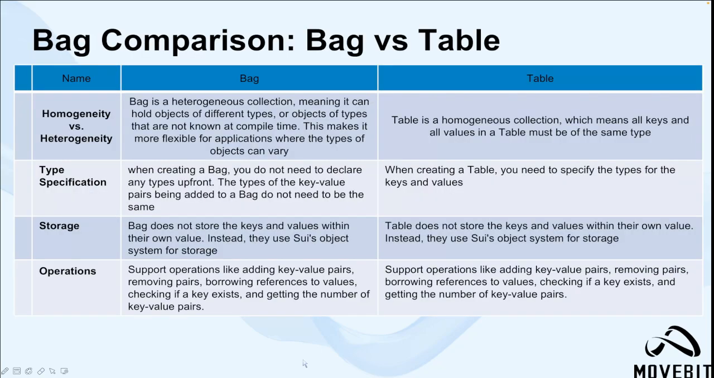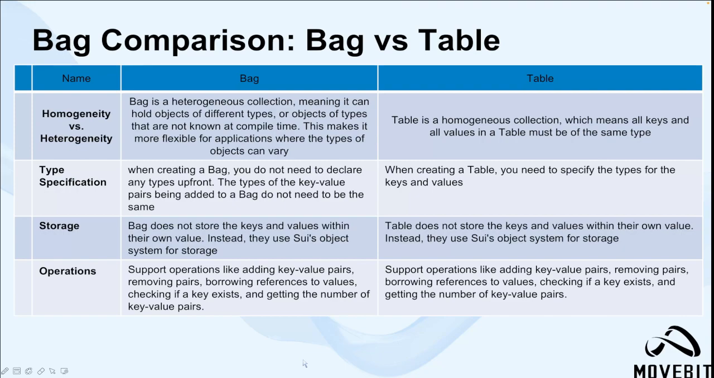Okay, let's see the comparison between the bag and the table. The first one is homogeneity and heterogeneity. Table is a homogeneous collection, and that means all keys and values in a table must be the same type. On the other hand, bag is a heterogeneous collection, meaning that it can hold objects of different types, or objects of types that are unknown at compile time. This makes it more flexible for applications where the types of objects can vary.